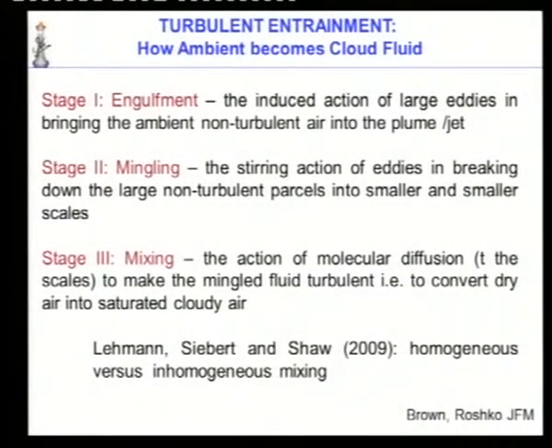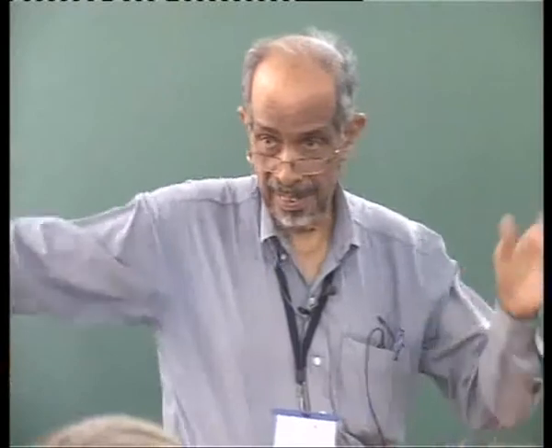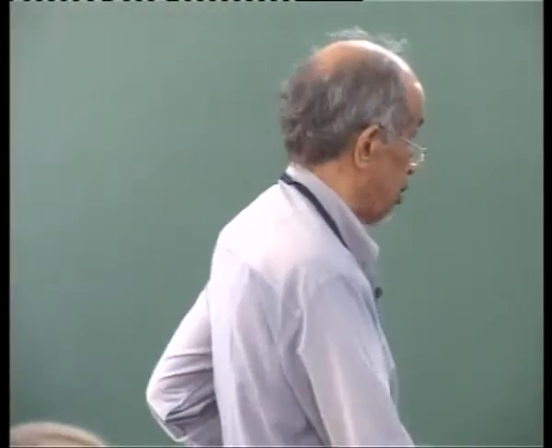How does turbulent entrainment occur? Well, the current understanding, which goes back to work done by Brown and Roshko on mixing layers, is that basically it consists of three stages. First, there's engulfment. That's to say, the large eddies, the coherent structures in the flow, get fluid from the outside, suck it in, induce it inwards, and they bring ambient non-turbulent air, or in a cloud, dry air, into the moist air within the cloud.